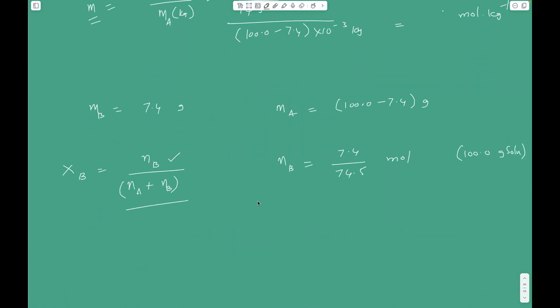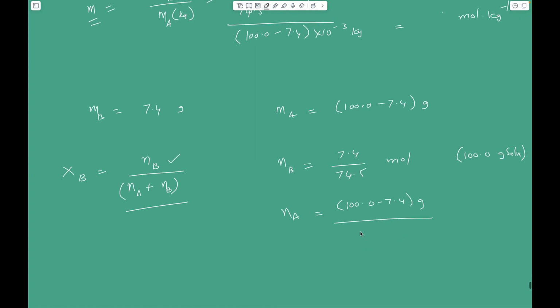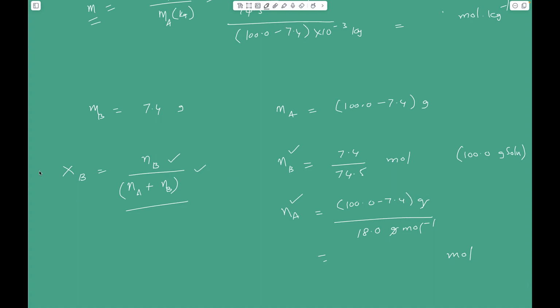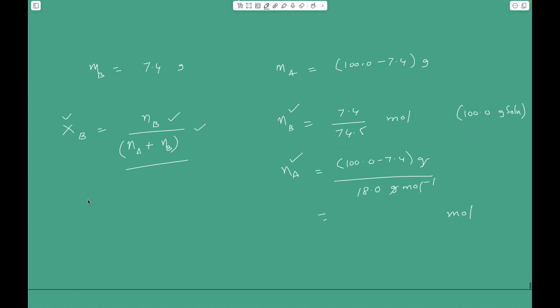Then how do you get the number of moles of solvent? Na is again equal to the mass of the solvent over its molar mass. Molar mass of water is approximately 18 gram per mole. Remember, here the solvent is water. So cancel these two and simplify this to get the number of moles of solvent. You know the value of Nb, you know the value of Na. Substitute them in this expression to get the mole fraction of solute.